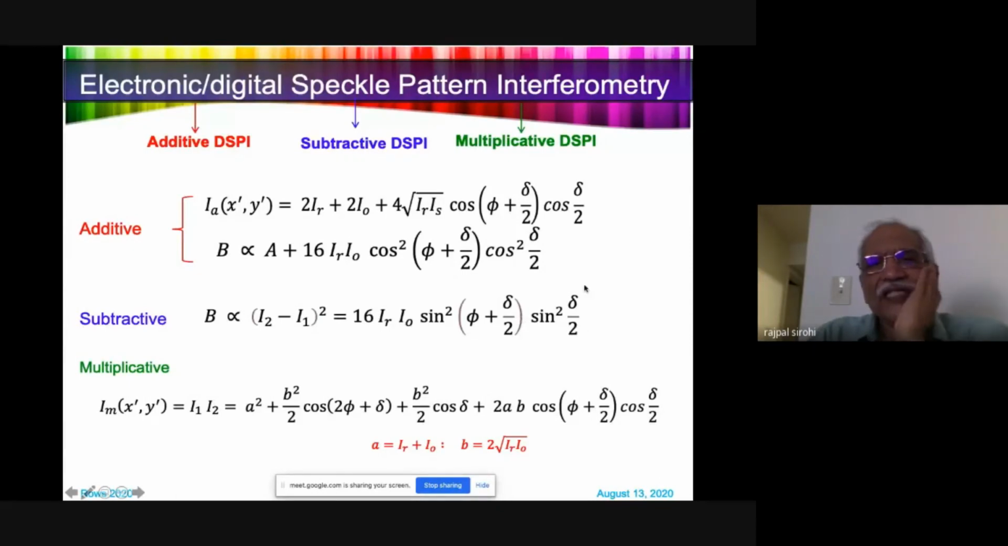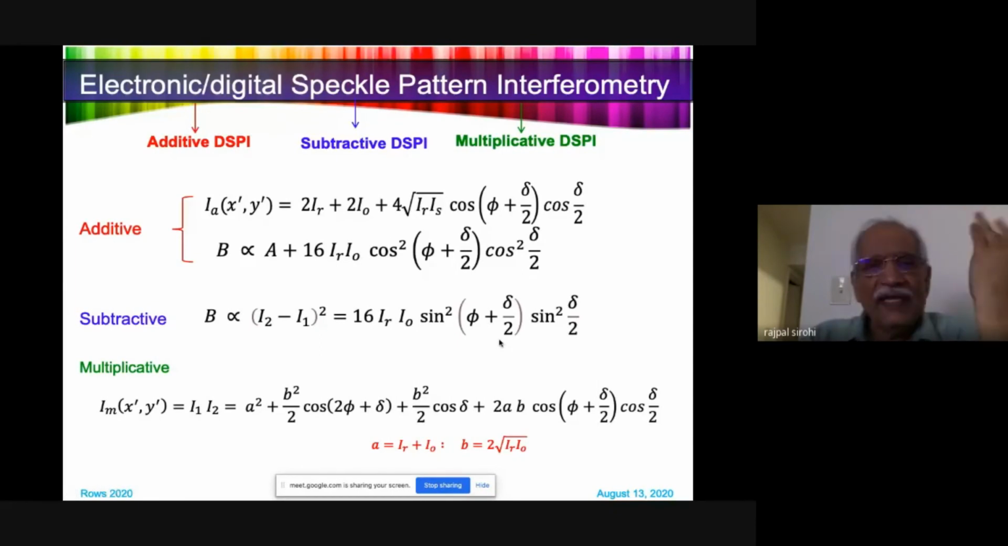You can see here in additive, when the phase or those parts of the object which have not deformed, delta is 0, they appear bright. And in subtractive, they appear dark. So one has to understand what one is doing.